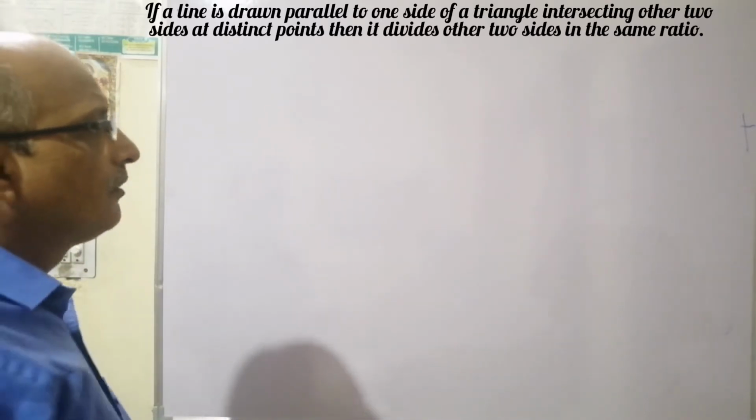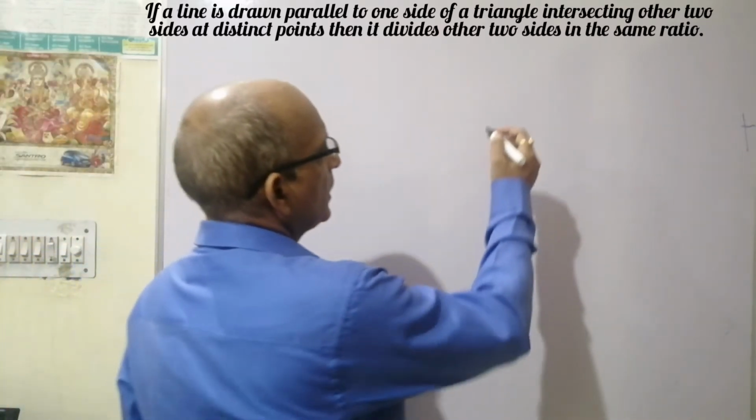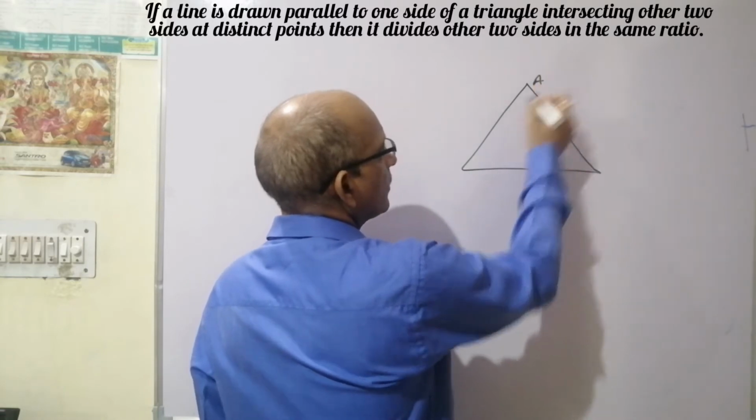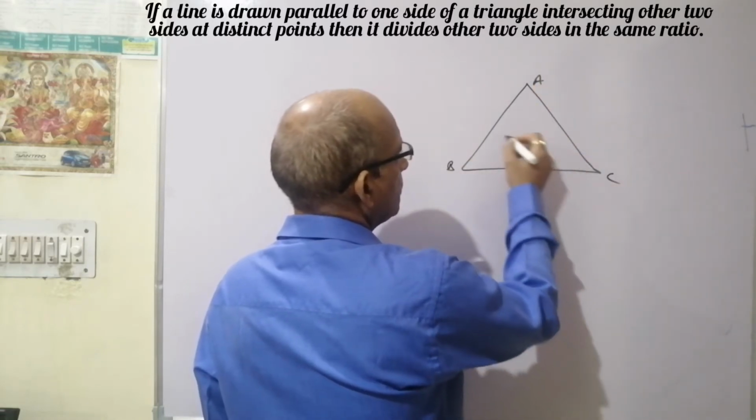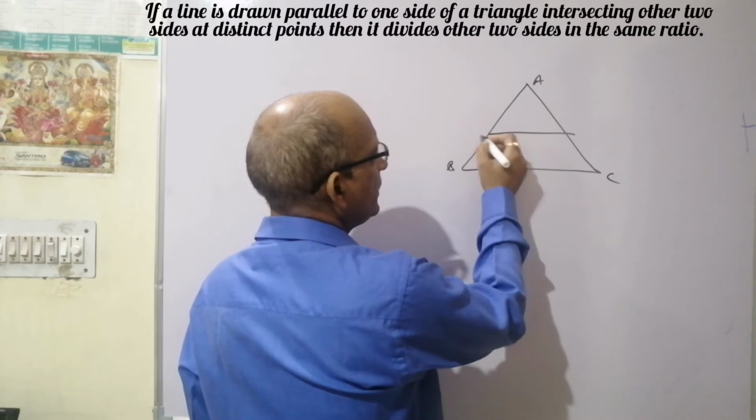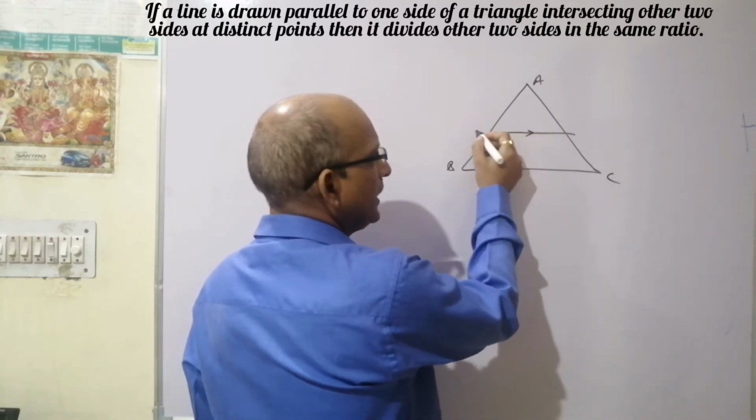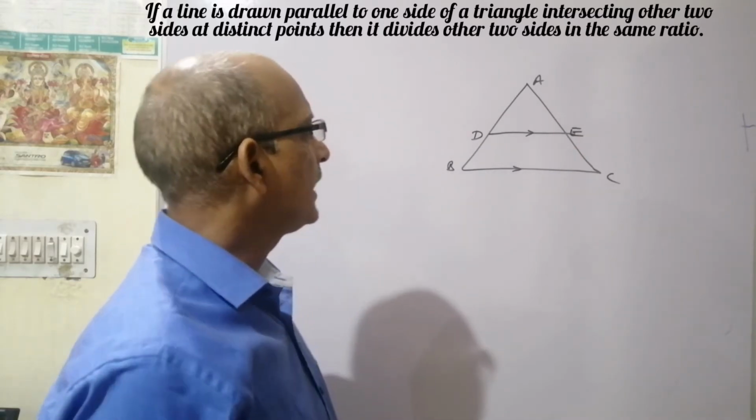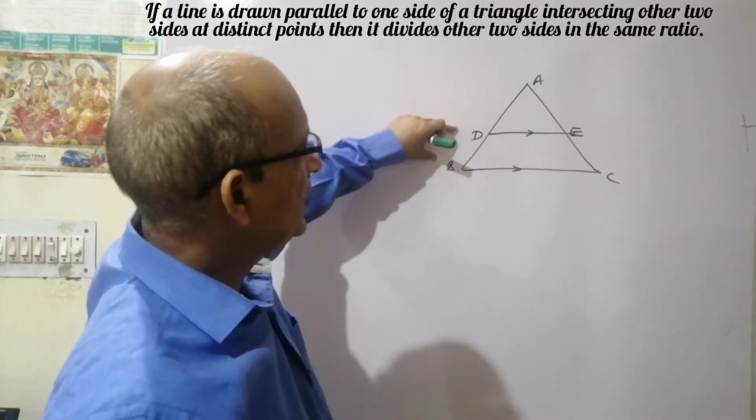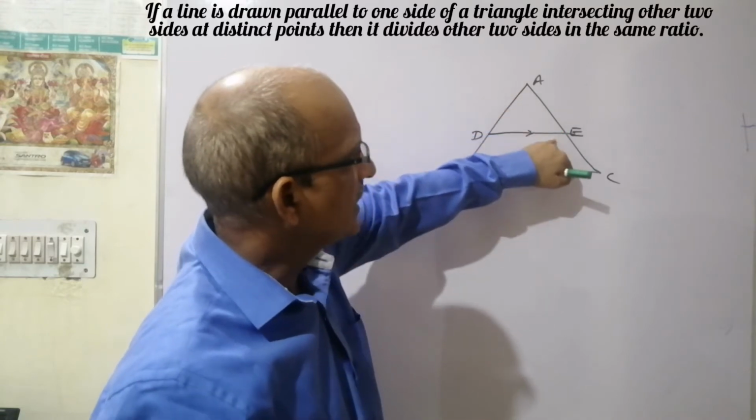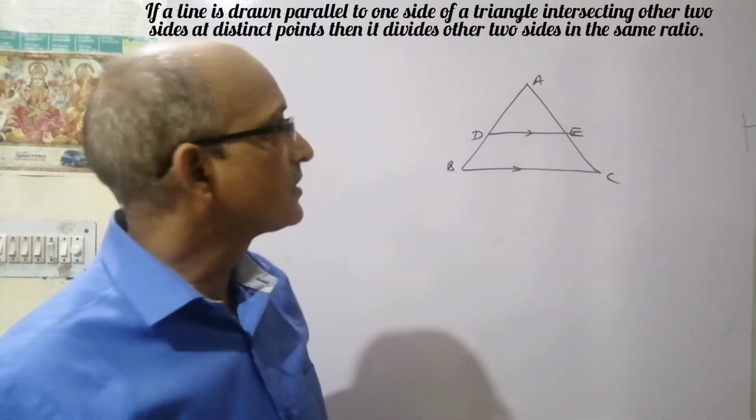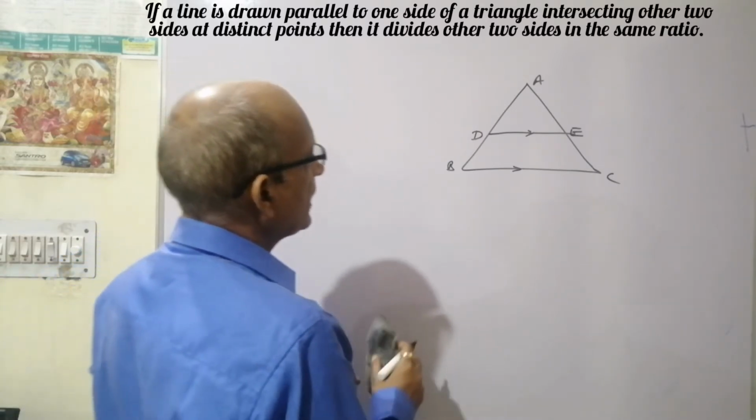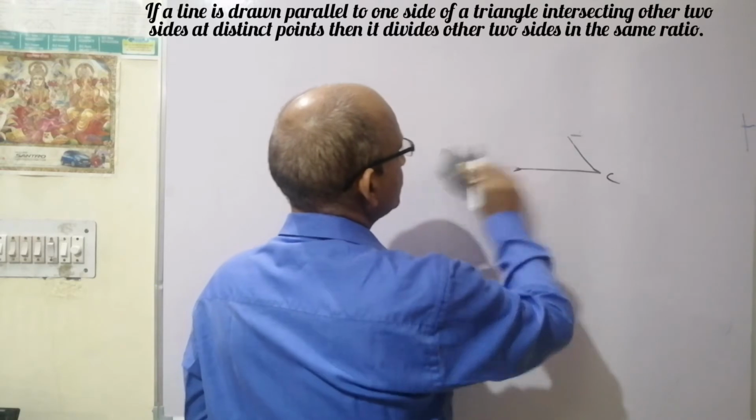First and foremost, we have to know that a line is being drawn parallel to one side, meaning parallel to BC, intersecting AB and AC at D and E. Then we need to prove that AD upon BD is equal to AE upon CE. Now students, it is not for this figure only. It can be seen by us if the triangle is drawn in this way.